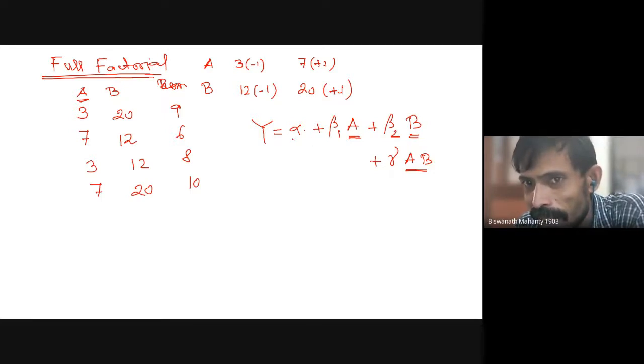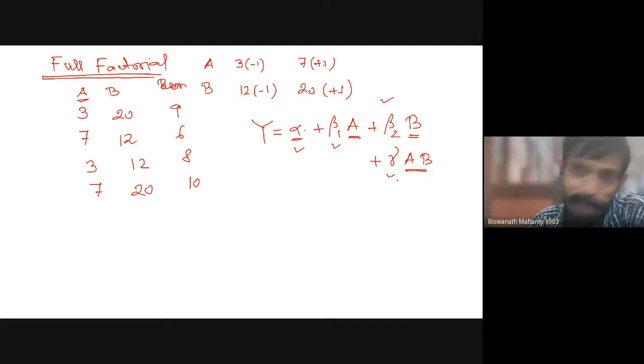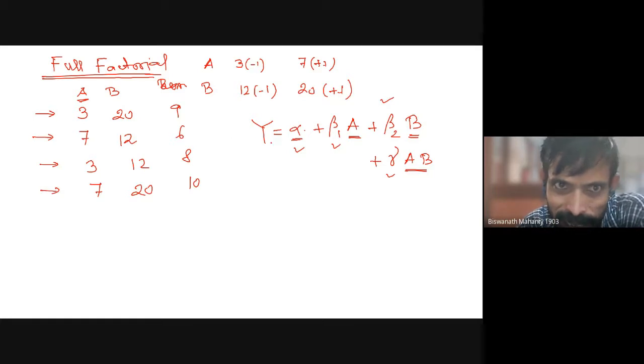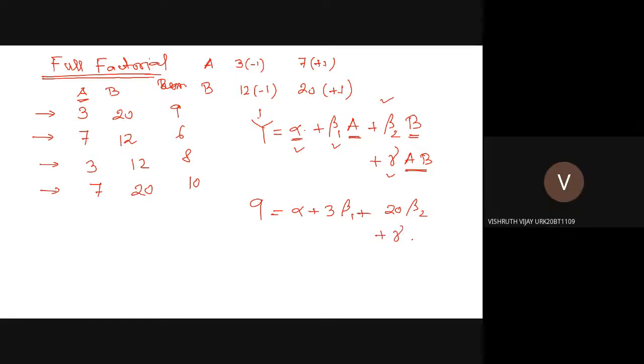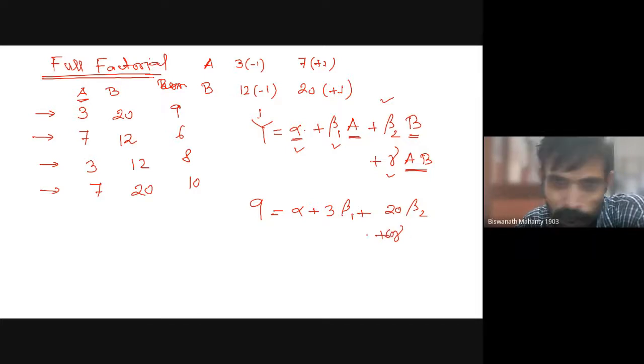So how many unknowns are here? 1, 2, 3, 4 unknowns. Yes or no? That is 4 unknowns. And how many equations will I have? Because I am running 4 runs, I am also having 4 equations. Can you write the equation here? For example, the first experiment I am running, what will be my result? 9. Result equals y, right? 9 equals alpha, I don't know, plus beta 1 into A. What is A? 3, right? So 3 beta 1 plus... Don't be so silent, right? And gamma into how much? 60. Yes, very good. You should speak out. So this is one equation I can write from the first.